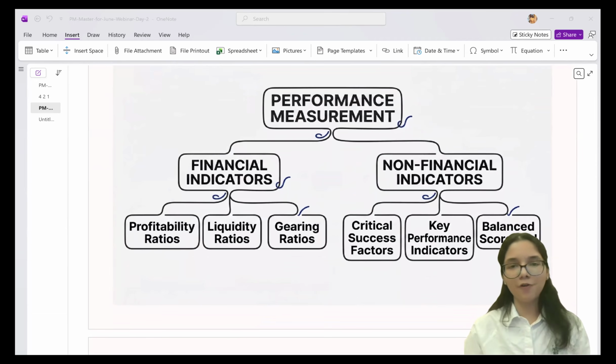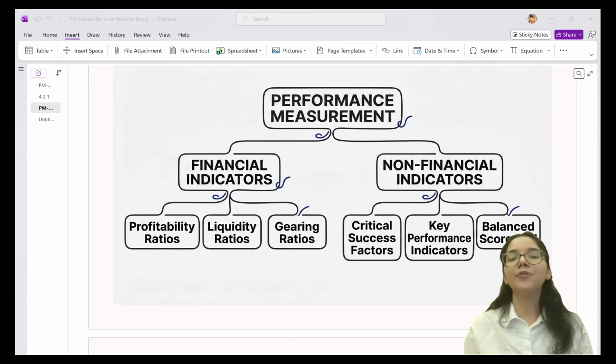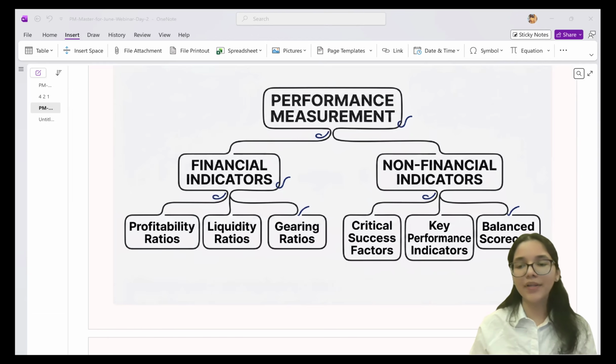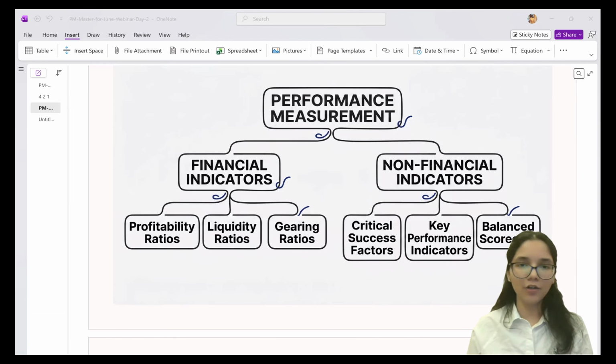Now, this is performance measurement. So here we are basically looking at the different departments that we have in a company, or the overall company as a whole, and how the performance has been. So how can we find out whether the performance has been good, whether the performance has been bad? We can use a variety of indicators.